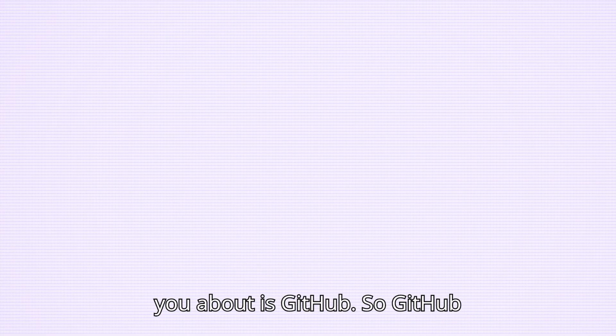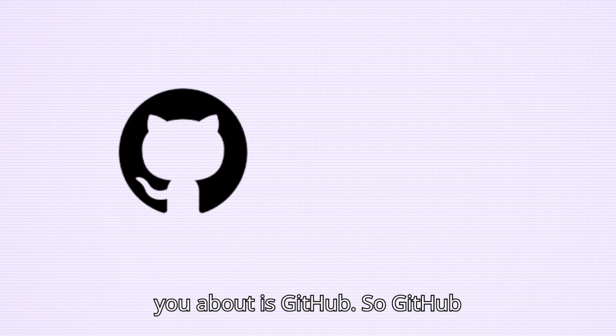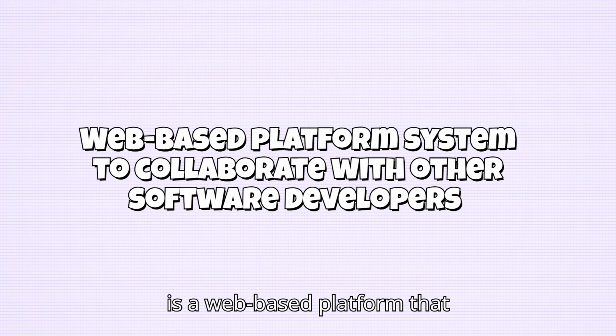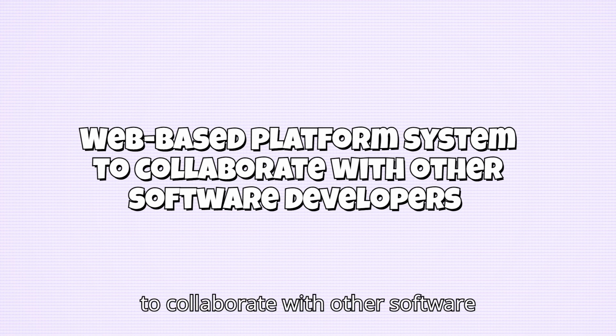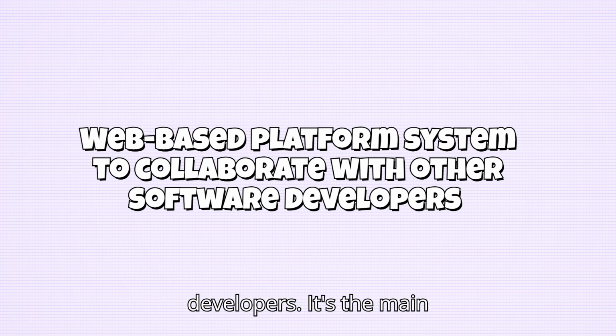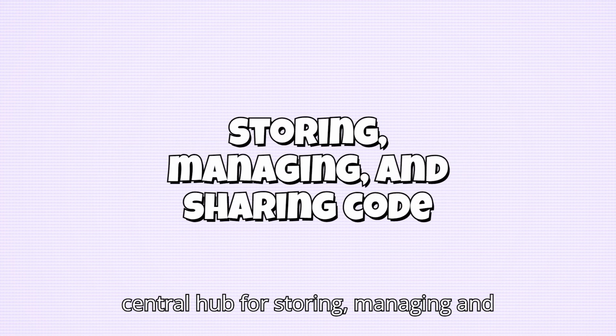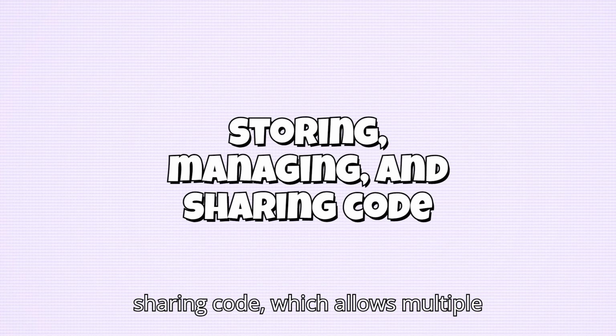The next aspect I'll be showing you is GitHub. GitHub is a web-based platform that uses the Git version control system to collaborate with other software developers. It's the main central hub for storing, managing, and sharing code, which allows multiple developers to work on the same project simultaneously and track changes effectively.